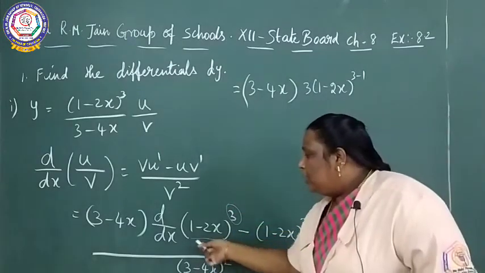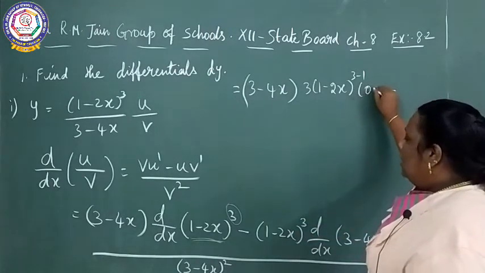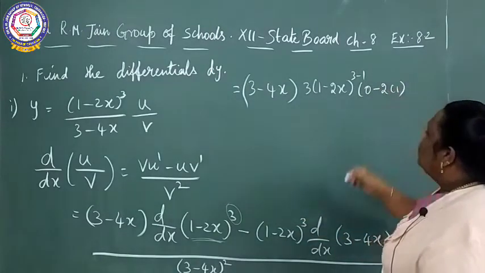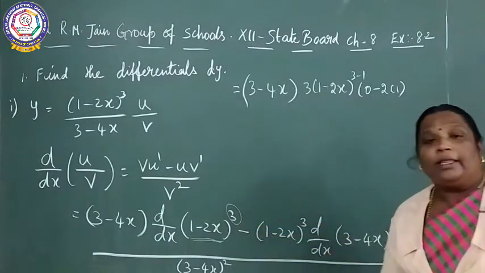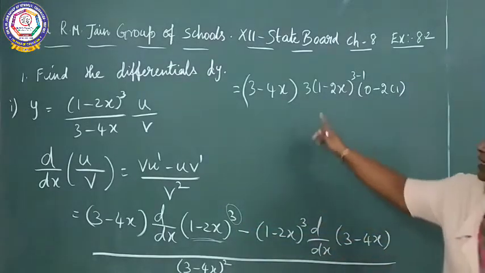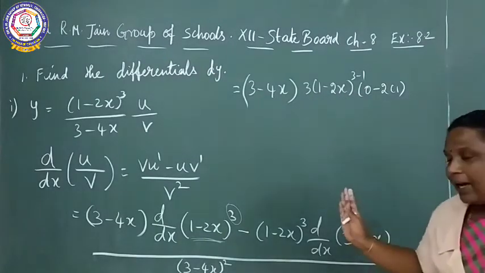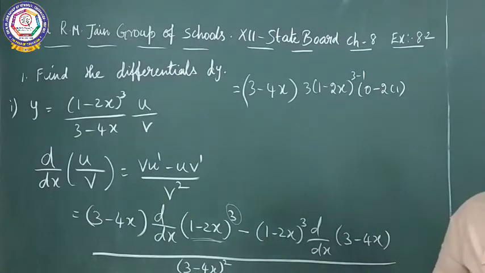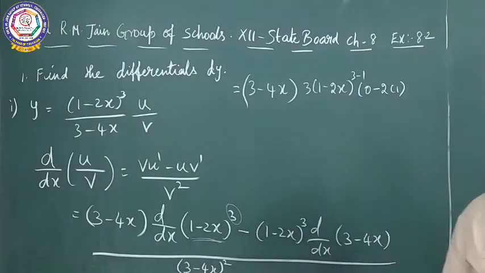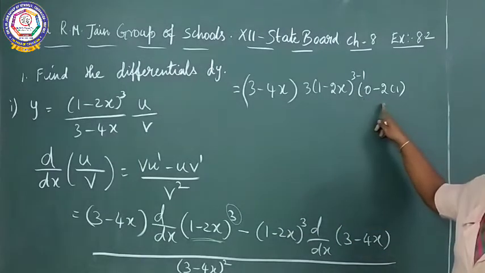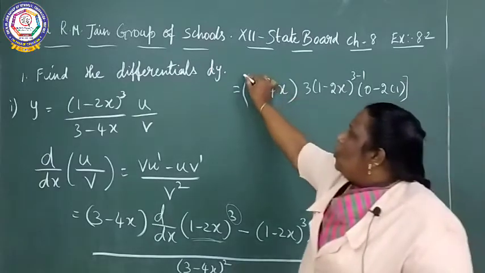Then you move on to the differentiation of 1 minus 2x. It becomes 0 minus 2 into 1. Is it clear for you? First you think of the power: n into x power n minus 1. Then the power part is over. Then you concentrate on the term. What is the term? 1 minus 2x. So, 1 becomes 0, minus 2 into 1. This term is over.